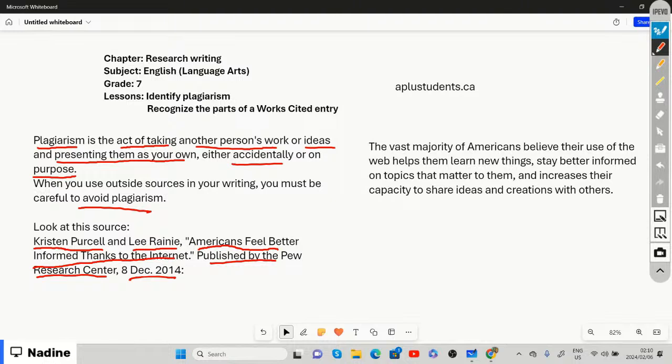All right. So once again, plagiarism is the act of taking another person's work or ideas and presenting them as your own work or your own ideas. You can either accidentally take somebody's ideas and work, or you can do it on purpose. So when you use other sources or outside sources, you're going to have to really be careful when it comes to plagiarism.